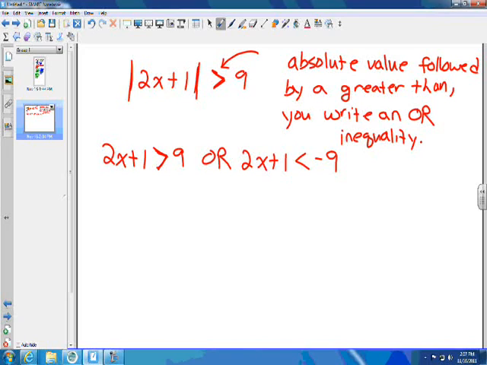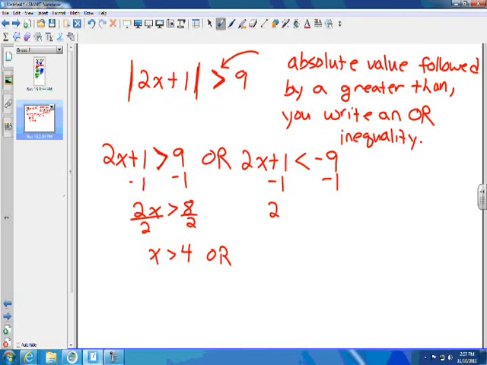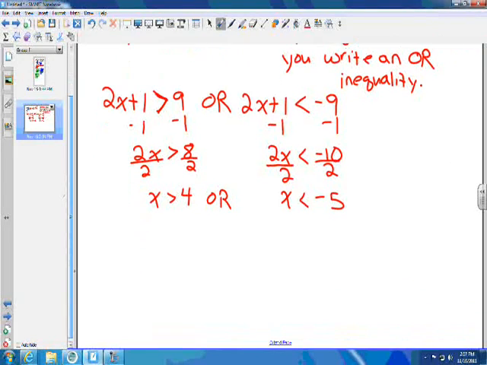Still good? So how do we solve this first one? Subtract the 1. So 2x is greater than 8. Divide by 2. X is greater than 4. Or you'll do the same steps over here. You'll just get a different answer. 2x is less than negative 10. So x is less than what? Negative 5. And then when you graph this one, remember you don't shade in the middle.